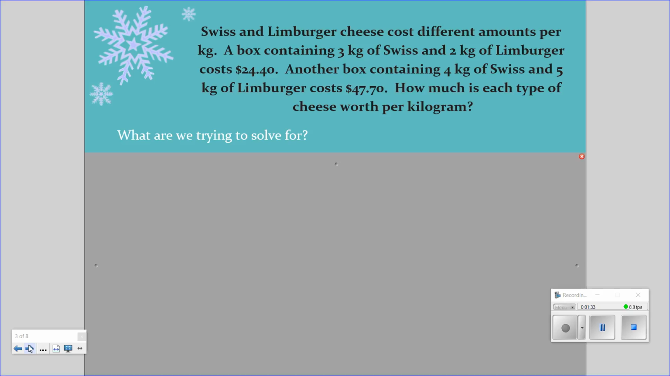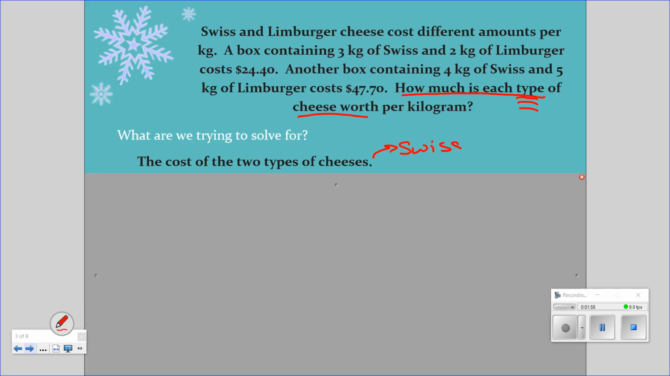So in this example, we need to always start our word problems by determining what we're trying to solve for. So here we have two missing things. It's even asking us, how much is each type of cheese worth per kilogram? So that tells us we're looking for the cost of the two types of cheeses. Our types of cheeses were Swiss and Limburger. So that right there tells you our two missing values.